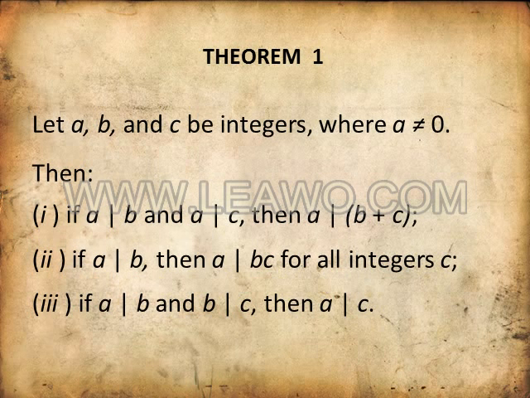Theorem 1. Let a, b, and c be integers where a is not equal to 0. Then, if a divides b and a divides c, then a divides the sum of b and c. If a divides b, then a divides bc for all integers c. If a divides b and b divides c, then a divides c.